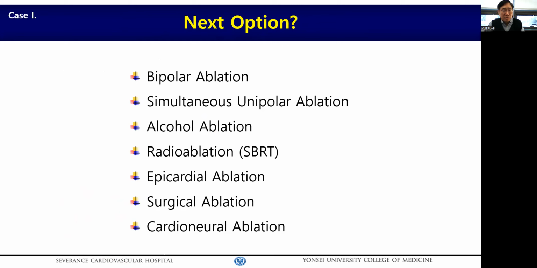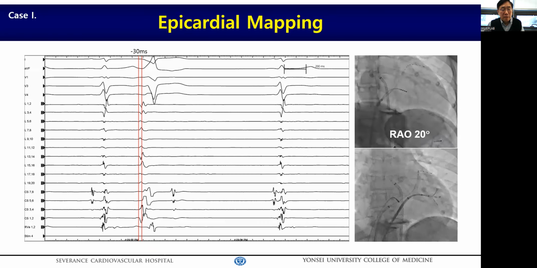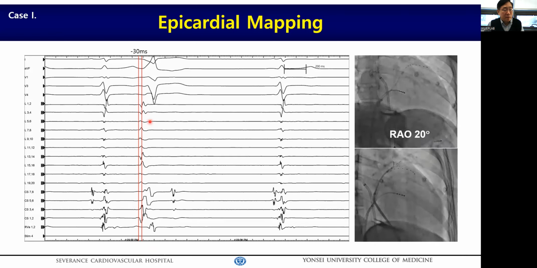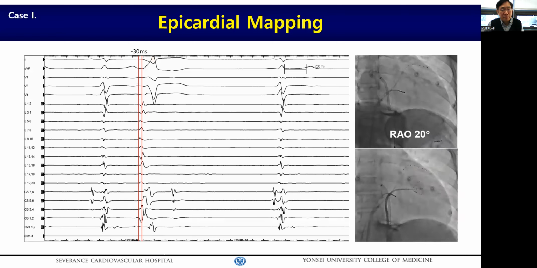So what is the next option? There are so many options: bipolar, simultaneous unipolar ablation, alcohol ablation, radiofrequency epicardial ablation, surgical, and cardioneural ablation. In other words, there is no proven best option. Because nobody wants to generate a big scar in this young man, I chose epicardial ablation instead of an extensive burn. Using the pentapolar catheter, we found the earliest activation site in the epicardium here, minus 30 milliseconds earlier.